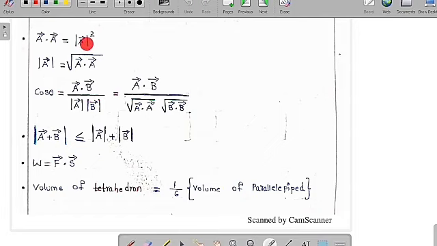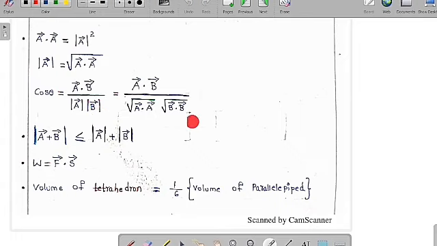If you want to find the magnitude of vector a bar, then take the square root on both sides. We are going to get under root over a bar dot a bar. So I have already told you cos theta is equal to a bar dot b bar by magnitude of vector a bar into magnitude of vector b bar. Now we replace the magnitude of vector a bar with under root over a bar dot a bar, and similarly the magnitude of b bar with under root over b bar dot b bar.